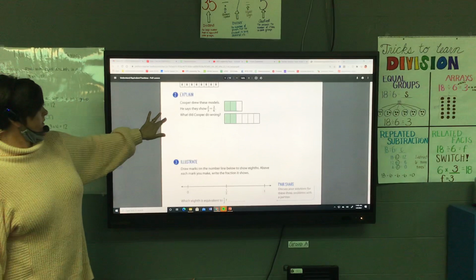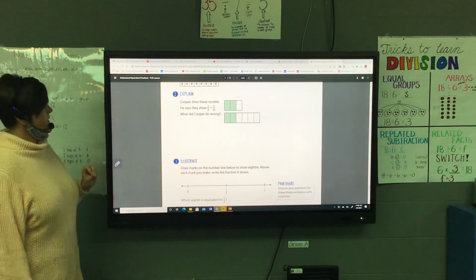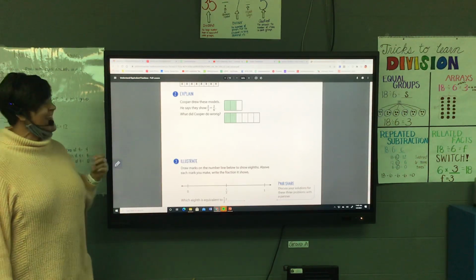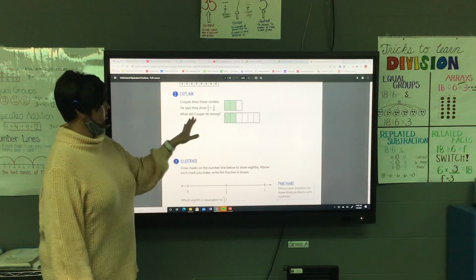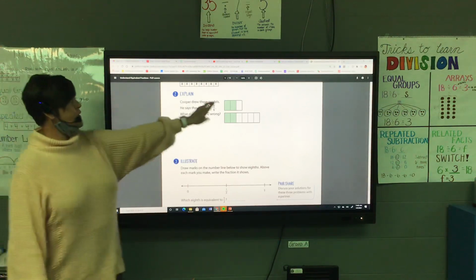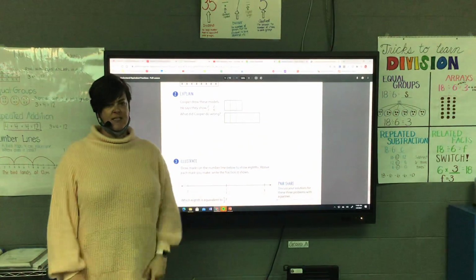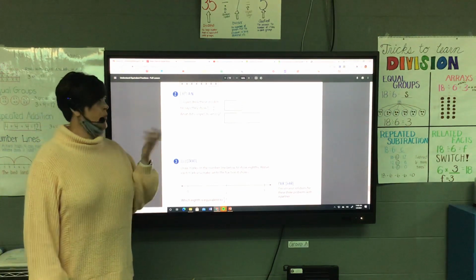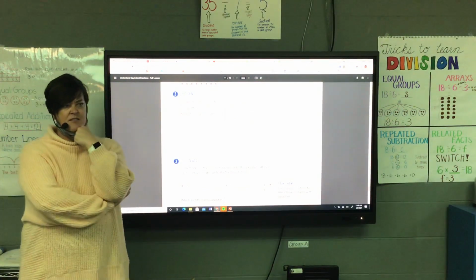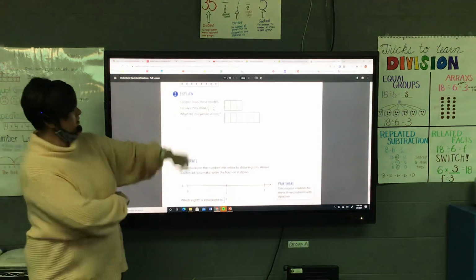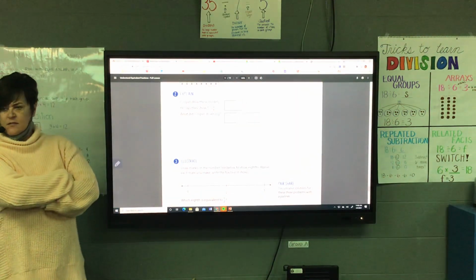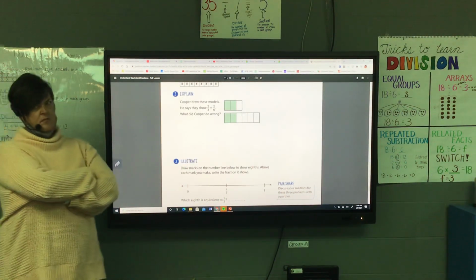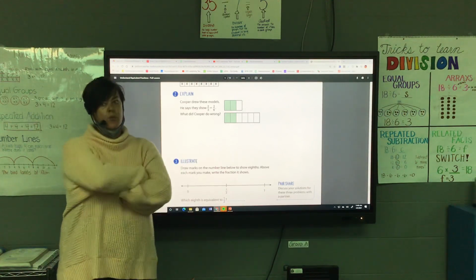Okay. Look at 2. Cooper drew these models. He says they show 2/3 equals 2/6. He's not right. So what is it that he did wrong? Do you see what he did wrong? Look at his models. Is there something wrong with his models? Yes. So tell me, write down, what did Cooper do wrong? Write it down.